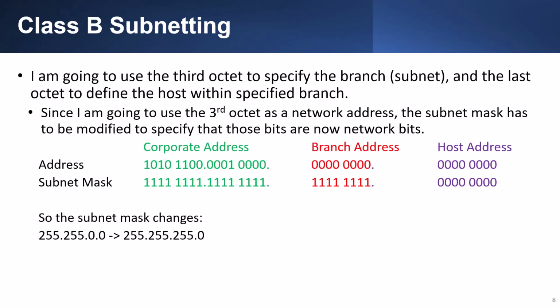I'm going to use the third octet to specify the branch or subnet, and the last octet to define the host within the specified branch. Since I'm going to use the third octet as the network address, the subnet mask has to be modified to specify that those bits are now network bits. Since the third octet is being used for the network addresses, for my subnets I will have to set the binary equivalent to all ones, as indicated in red. So the subnet mask changes from 255.255.0.0 to 255.255.255.0.